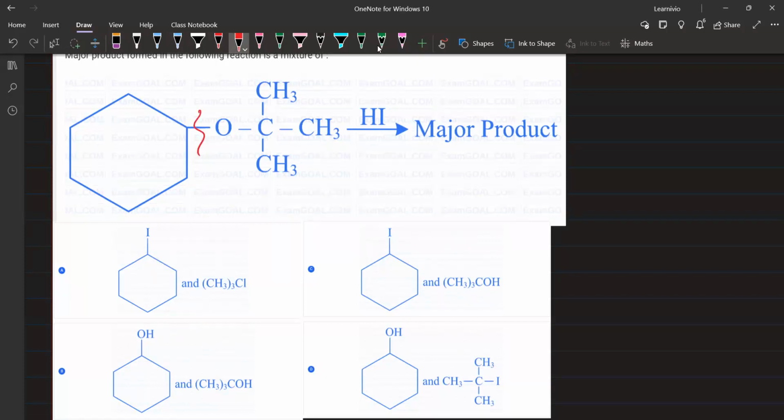Break this bond and you will get a carbocation, and then break this bond, you will get another carbocation. Which of the carbocations is stable? If you break the first, is the carbocation stable, or the second one? Whatever carbocation is stable, that bond will be easier to break, and then you can choose the option. I don't think that is the correct option because there is no Cl anywhere. You don't have Cl anywhere.